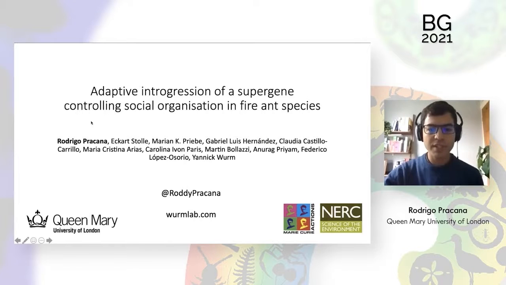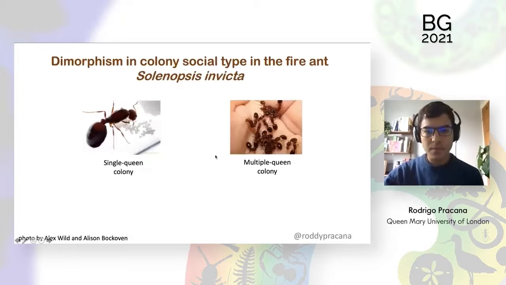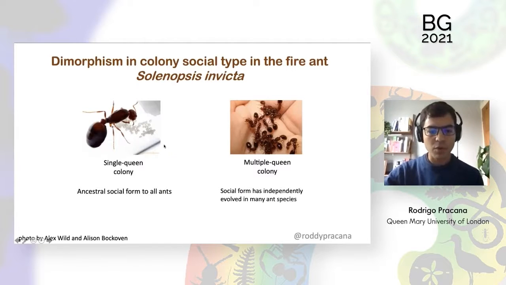Hi, I'm Roddy. I'm a postdoc with Yannick Wurm at Queen Mary University of London. Today I'm going to talk about dimorphism in social type in the ant Solenopsis invicta. So this species of ant has 2 different types of colony organization. There are colonies with a single queen and colonies with multiple queens, and they differ in a number of physiological and behavioral traits. It's important to say that single queen colony organization is the ancestral social form to all ants, whereas the multiple queen colony has evolved independently in different species, at different points of the ant phylogeny.